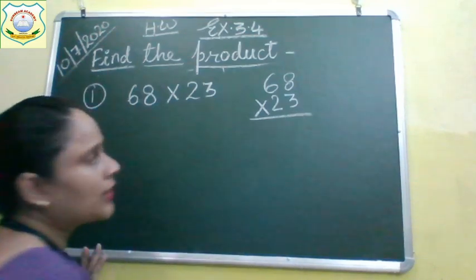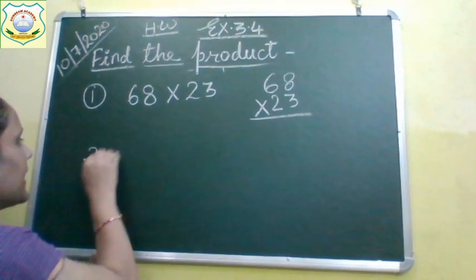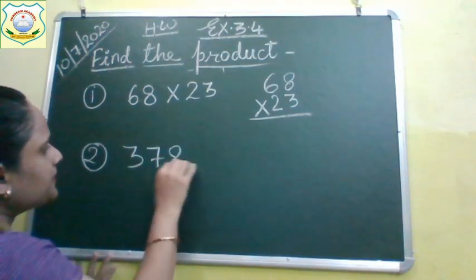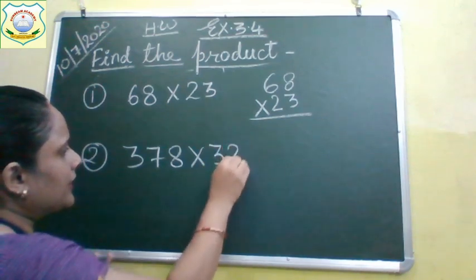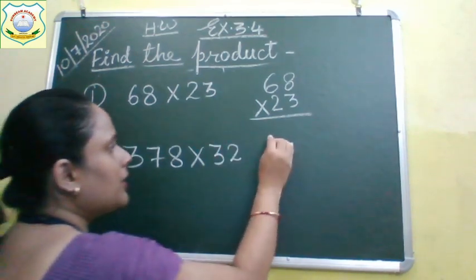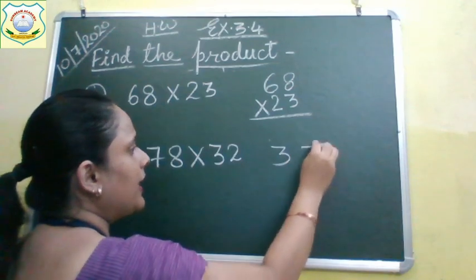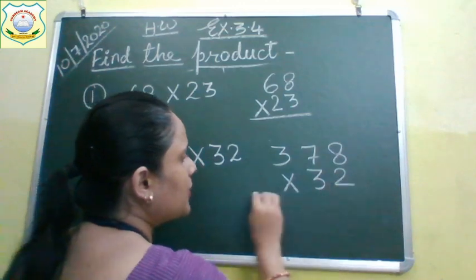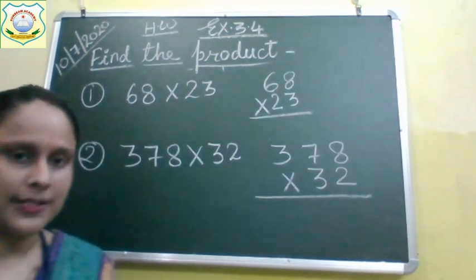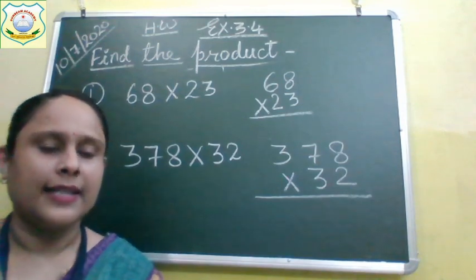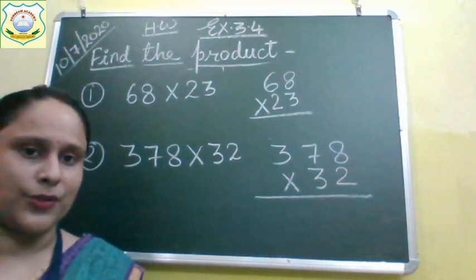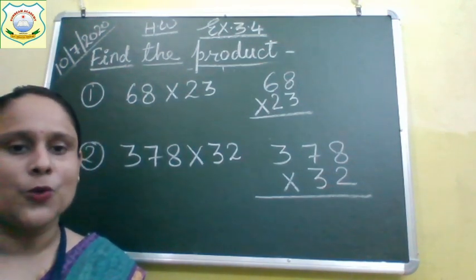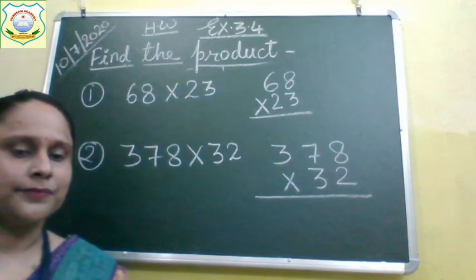Okay. Now your second question for homework is 378 into 32. How to arrange it in the column? 378 into 32. This is how you will arrange the numbers in column and multiply. These two questions are homework questions of yours. So children, note it down in your notebook, everyone. I am giving you 2 minutes for noting it down.